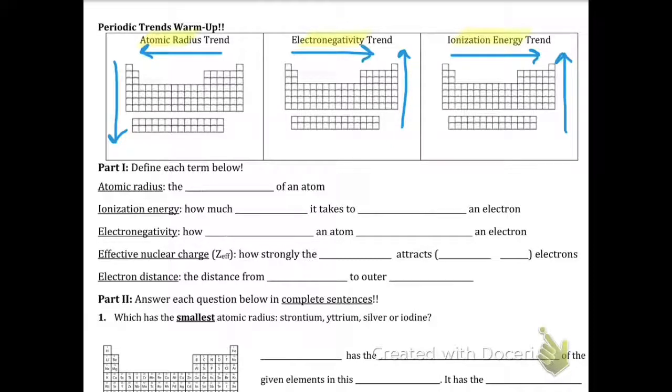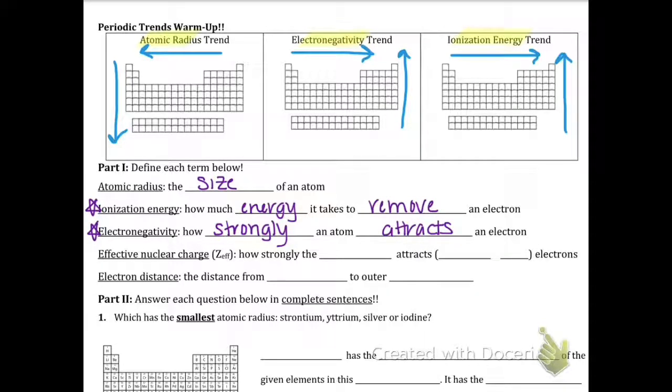Atomic radius is the size of an atom. Ionization energy is all about how much energy it takes to, and the key word for ionization is, remove an electron. Electronegativity is how strongly an atom attracts an electron. A lot of people get these two mixed up, so make sure you know the definition of these two, okay?